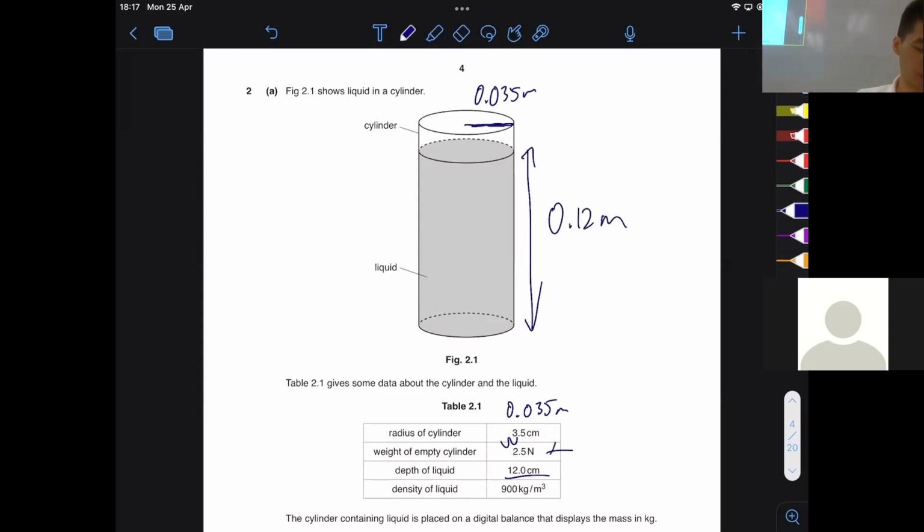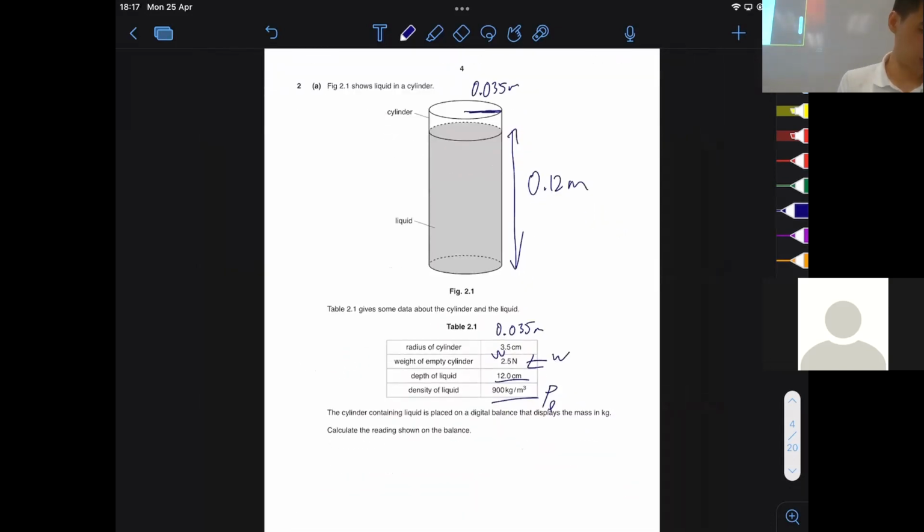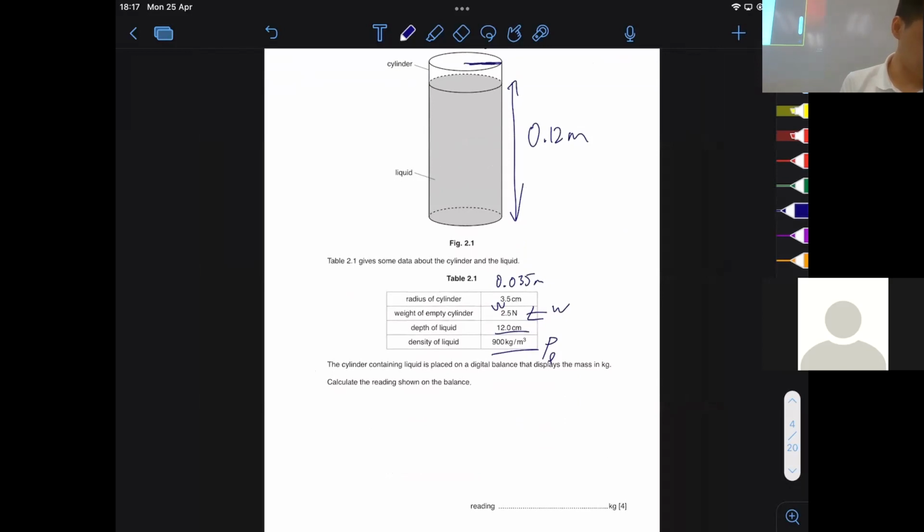And the weight of the empty jar cylinder is 2.5 newtons. This is the weight, and the density of the liquid, which is obviously the water, is going to be 900 kg per meter cubed. First question, what do they want you to find? They want you to calculate the reading when the cylinder containing liquid is placed into the digital balance that displays the mass. I'm looking for mass here. Calculate the reading shown in the balance.